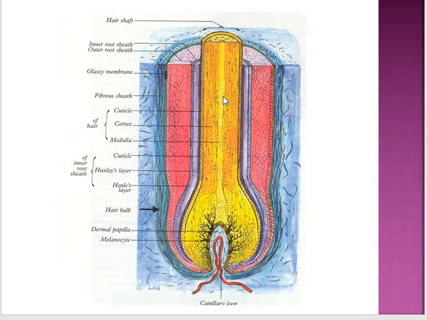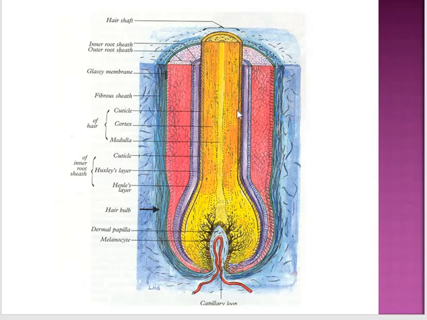What are those layers? Most peripheral is the cuticle of the hair. Don't mix it with the cuticle of the internal root sheath. So the cuticle of the hair, you are looking here. Then the cortex and the medulla here. They will form the hair shaft.